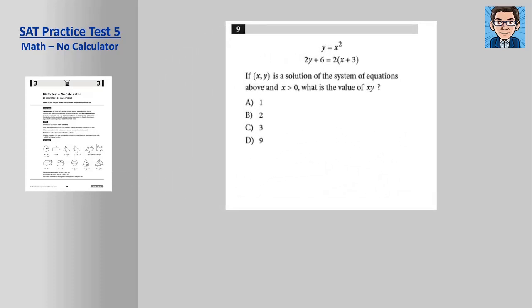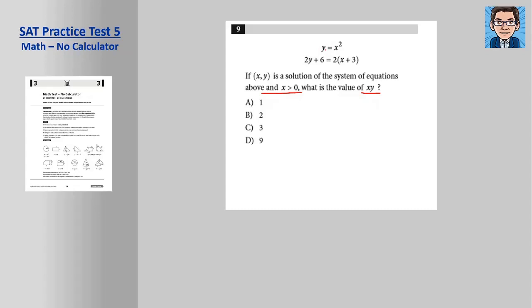Okay, on this problem, we've got two equations. We're trying to find what x and y is the solution for that. Now, it's important to notice that it's got two things here. One, that it's telling us that x is greater than 0. And then it's also, what we're looking for is the product of x and y. We're not looking for x or y, we're looking for the product of x and y. So those are important things to notice.